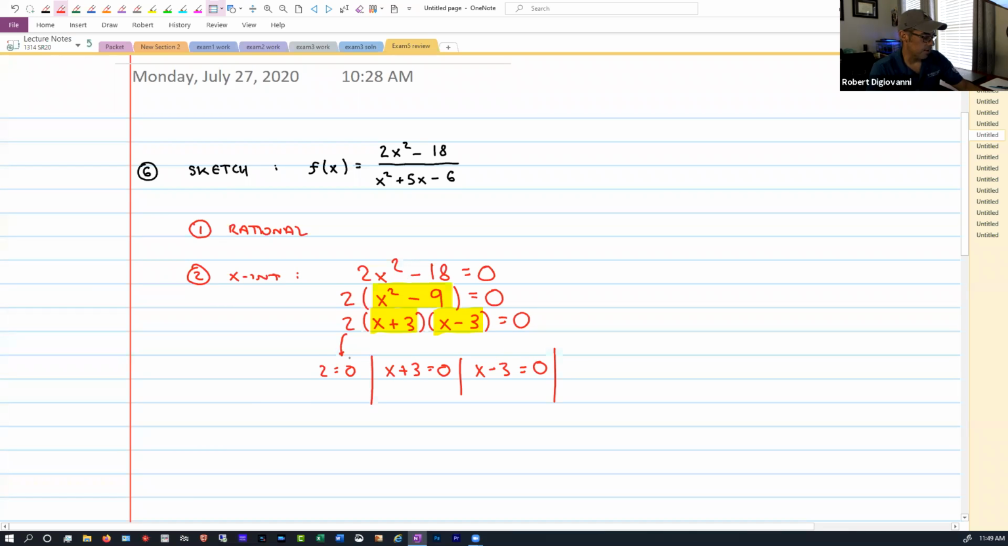Now, the first one can never be true. 2 is never 0, so you just ignore that completely. The second one is -3. The third one is 3. So you have 2 x-intercepts. These are going to be dots on the graph. Third step, I'll do up here, is our vertical asymptote, or we might have more than one. And we're going to get that by setting the denominator equal to 0.